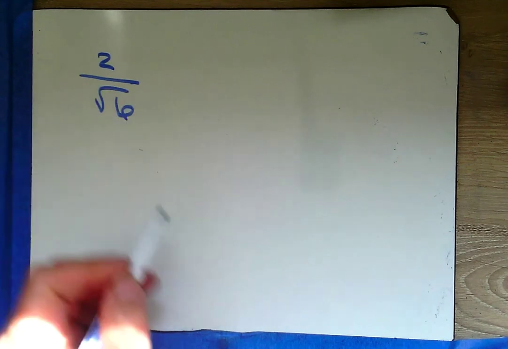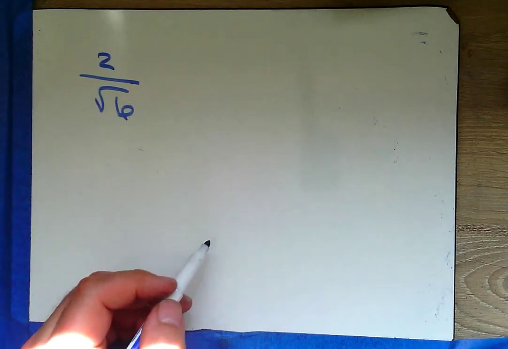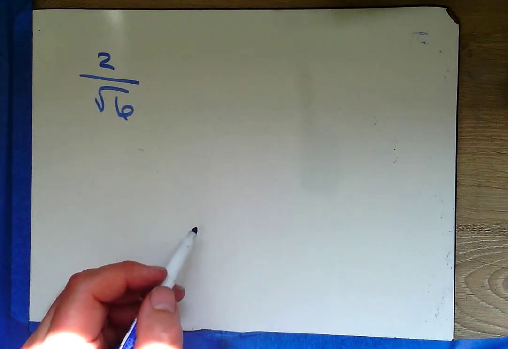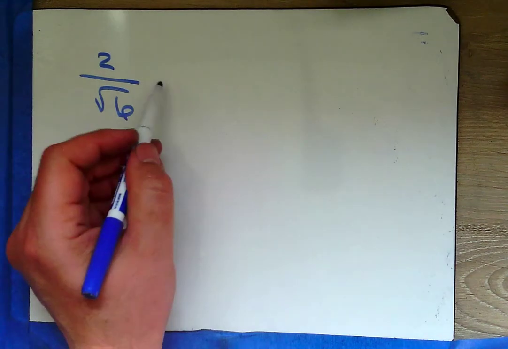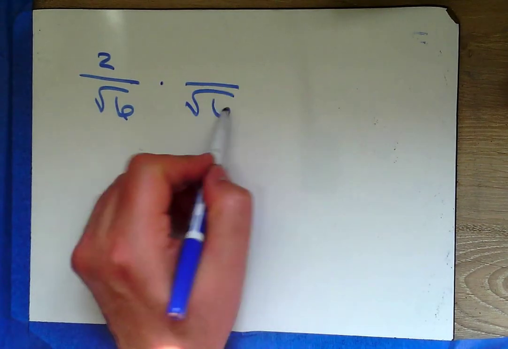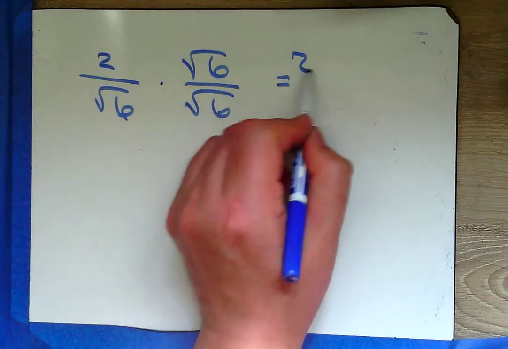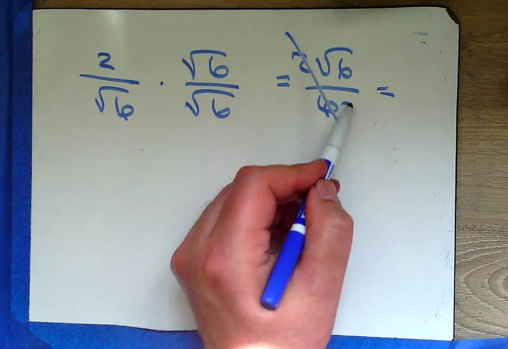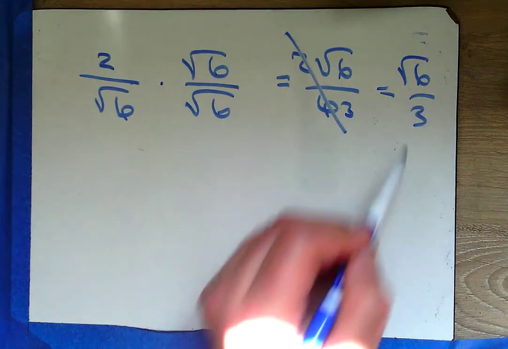All right, so why don't you practice a couple of these rationalizing problems? How about 2 over root 6? Please rationalize there. All right, welcome back. Did you get 2 root 6 over 6? And then notice that you could cancel there and have root 6 over 3.